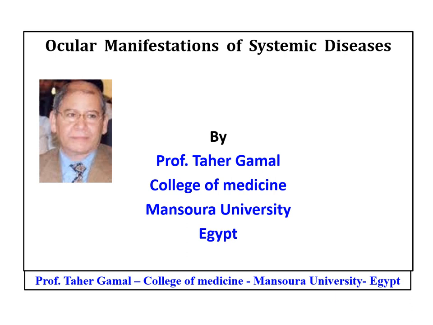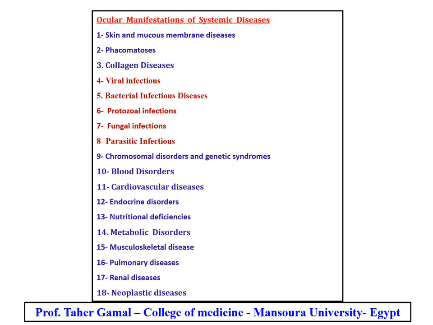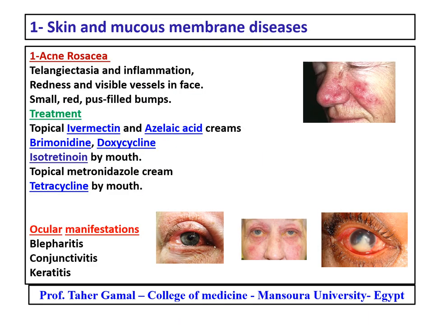Ocular manifestations of systemic diseases. Many diseases of the body may lead to complications in the eye and the visual pathway. The first is the group of skin and mucous membrane diseases.